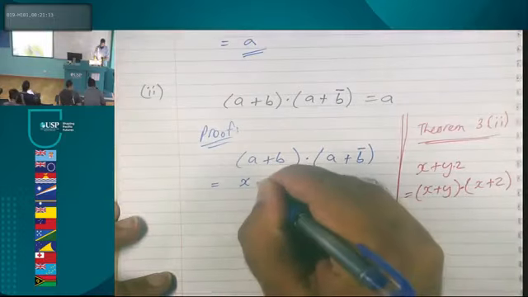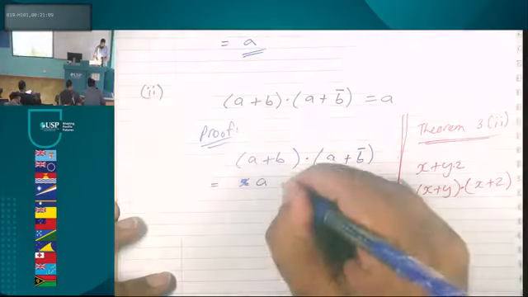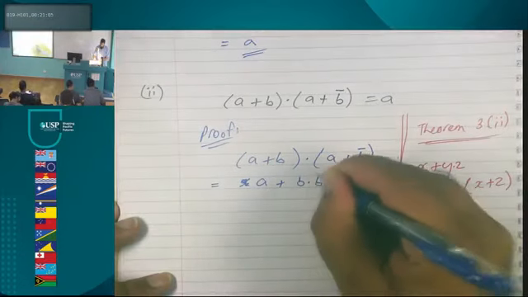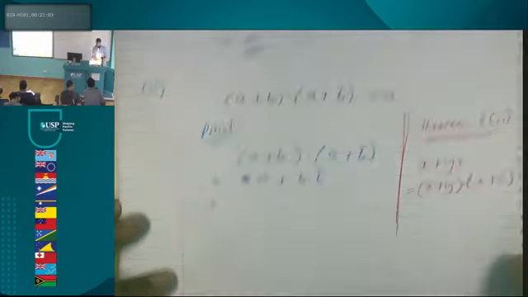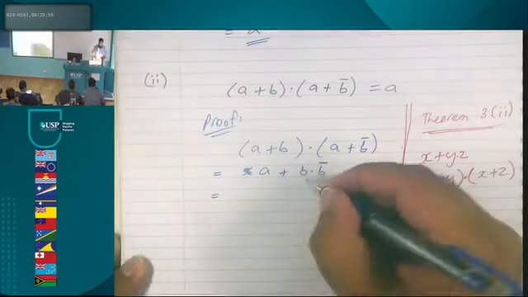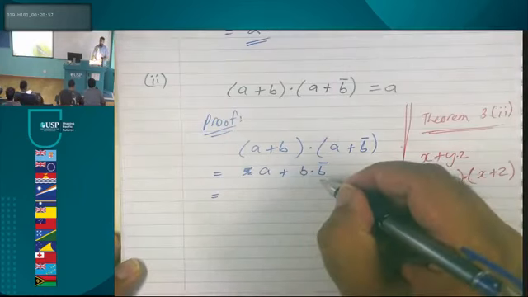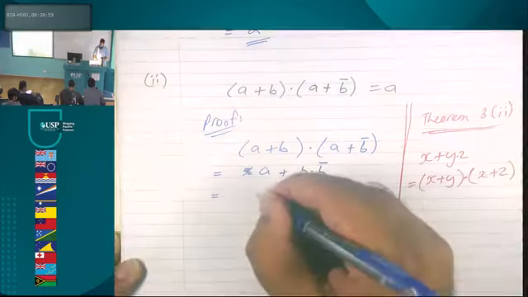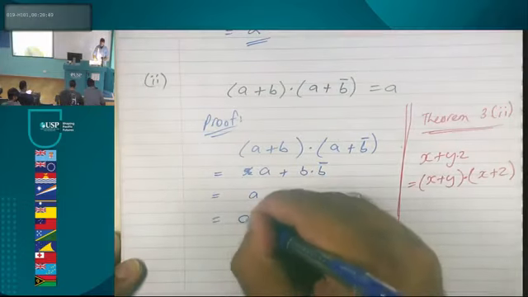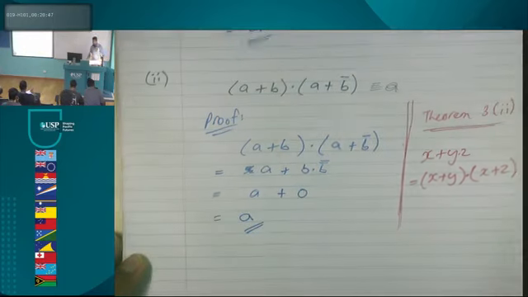What would that be? There will be x, A, or B and B bar. Okay, you see what I've done? Anything ANDed with its complement will be 0. So that's A or 0. Anything ORed with a 0 will be the same. There we go, that's your proof.